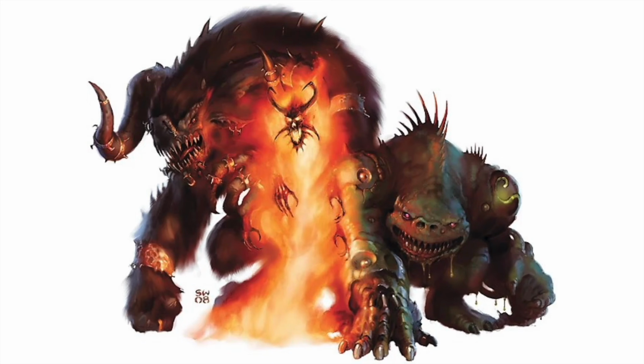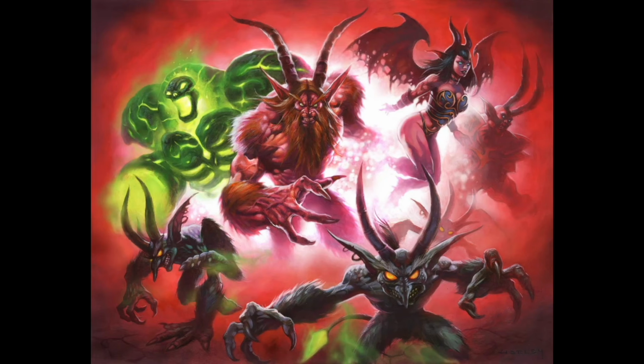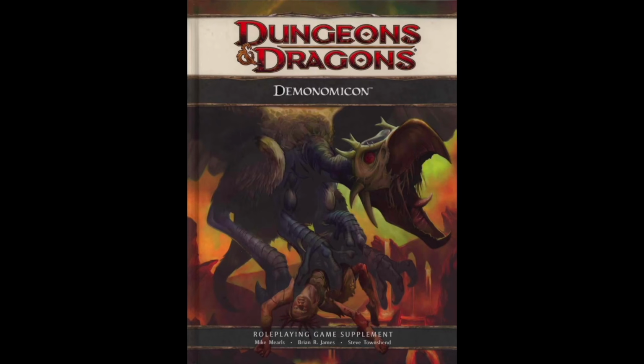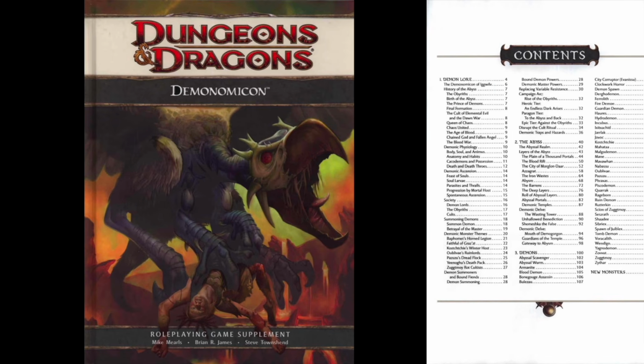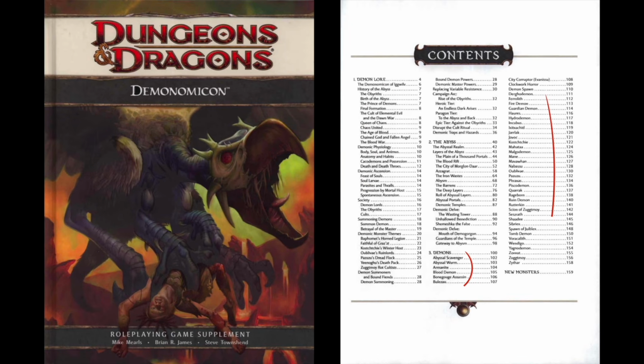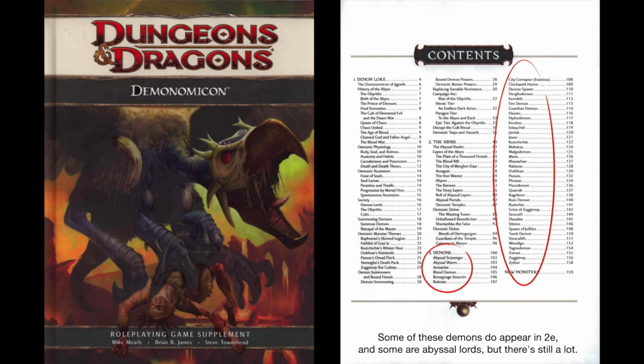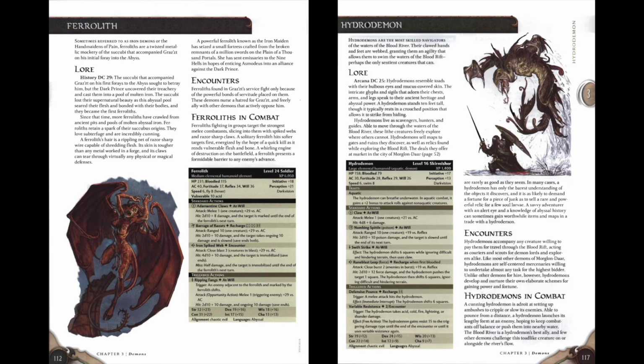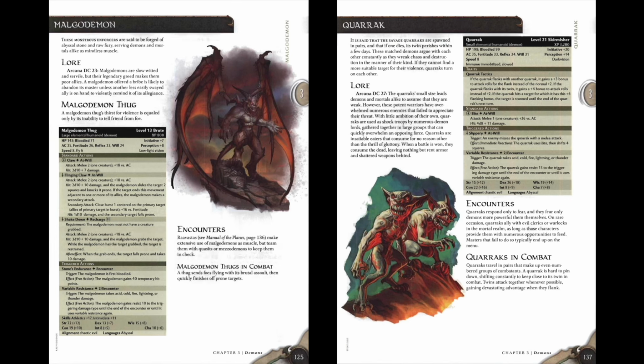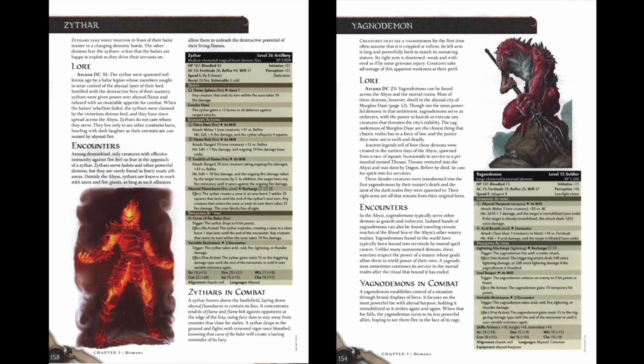I suppose on some level it makes sense that the tanar'ri look like random creatures. It's chaotic. But on another level, I think, shouldn't a demon look like a demon? There's a 4th edition book called the Demonomicon that adds a ton more demons. And what I like about them is that a lot more of them actually look the part of demons. I won't go over all the details here, as that would easily triple or maybe even quadruple the length of this section, and it's already been pretty long. But a few examples include Feraliths, Hydrodemons, Malgodemons, Quoroks, Voracoliths, Yagnodemons, and Zythars.